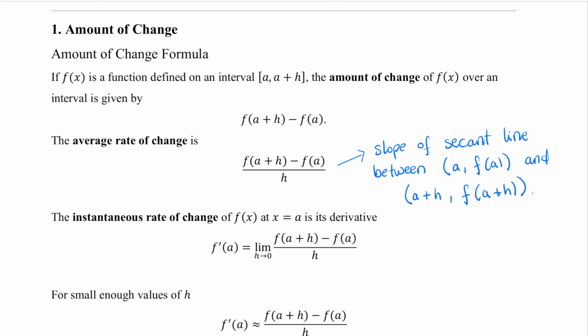But often we want the rate of change at a single point, not over an interval. To find that, we let h get closer and closer to 0. When that happens, the secant line approaches the tangent line. This gives us the instantaneous rate of change, which is the derivative: f prime of a equals the limit as h approaches 0 of f of a plus h minus f of a, all over h. So the derivative represents the slope of the tangent line, or the instantaneous rate of change of the function at x equals a.